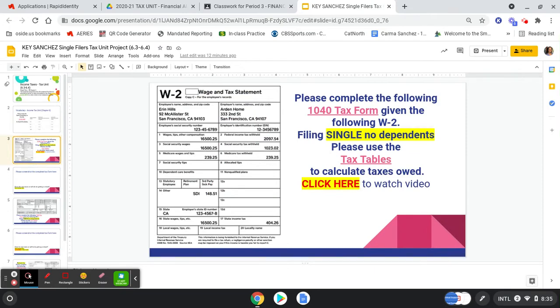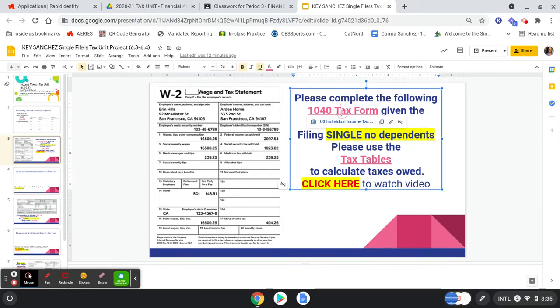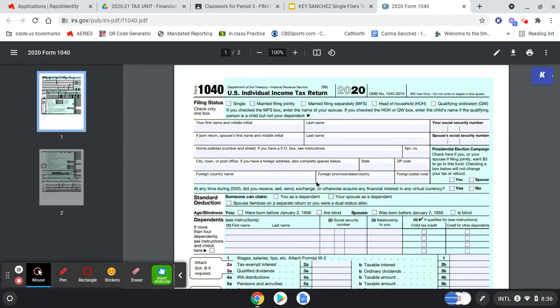In order to start this W-2, you need to have a couple things. You need a 1040 tax form. You can have this printed, or you can have this digital. Basically those are your two choices that we're going to be doing here. There's other ways to get to it in real life, but we'll just talk about those two for now.